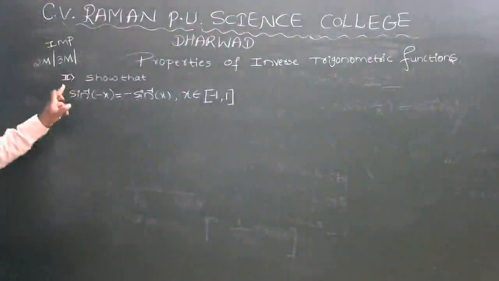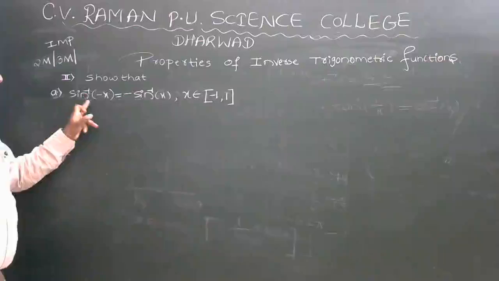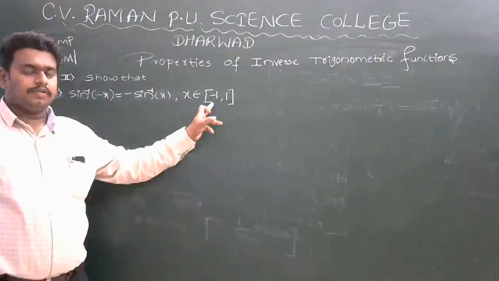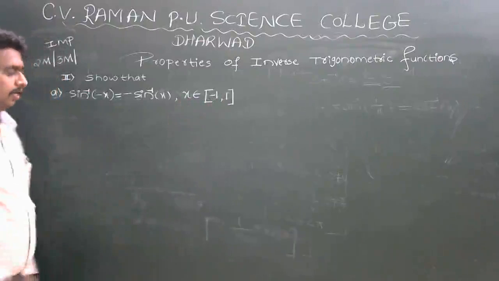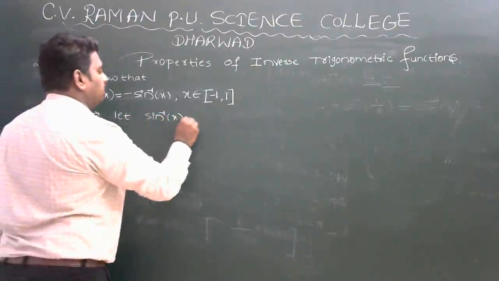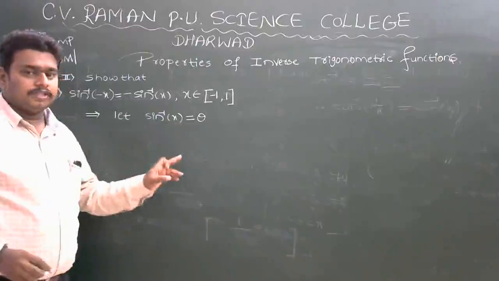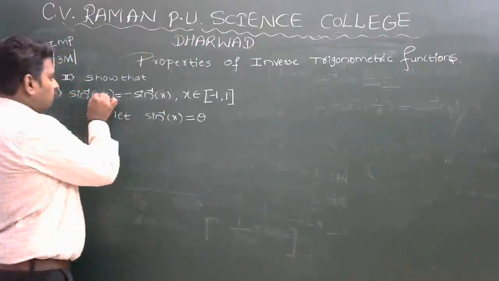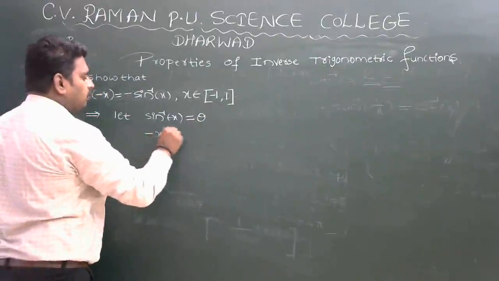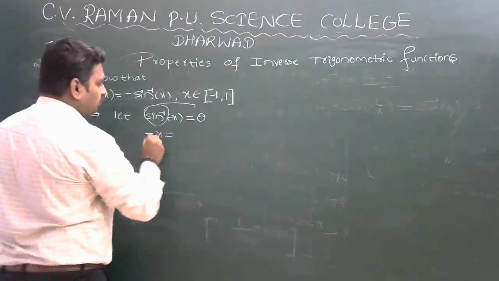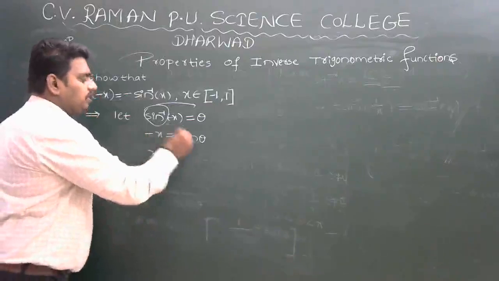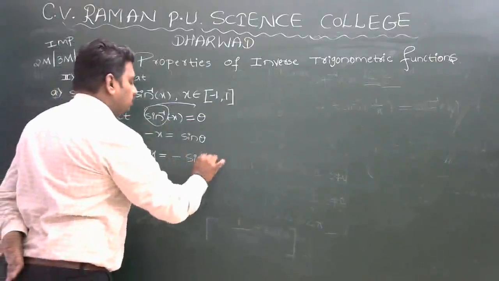We'll go for the second one, Roman 2. Show that sine inverse of minus x equals minus sine inverse of x, where x belongs to the closed interval minus 1 to plus 1. Here the solution part. Let sine inverse of x equal theta. Here we have minus x, so minus x equals sine theta. Shift the minus to that side: x equals minus sine theta.